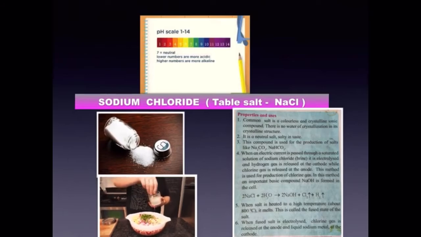When salt is heated to a high temperature, about 800 degrees Celsius, it melts and that's called the fused state of the salt. And when fused salt is electrolyzed, chlorine gas is released at the anode and liquid sodium metal at the cathode.